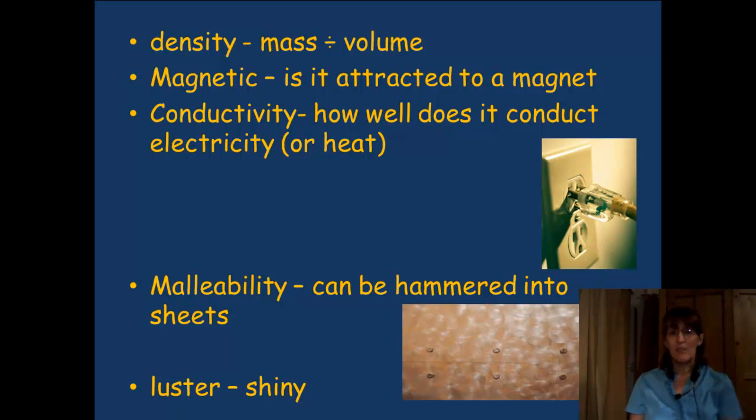The next one on the list is malleability. Can you take it and hammer it into flat sheets? If you can, we say it's malleable. Sometimes we use that word malleable and we let it have a more generic or broad definition, like we can mold it or shape it. But for chemistry, it means it can be hammered into flat sheets. And again, metals come to mind with that. The next one on there is luster, or shininess. If we can shine it up and polish it up, that's also a physical characteristic. You don't change what it is if you're polishing it or shining it.